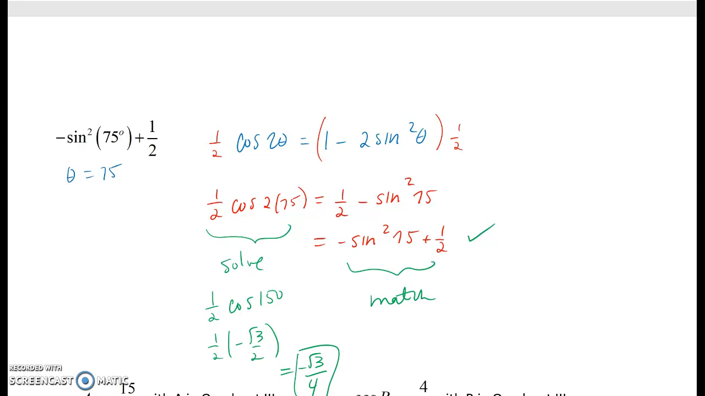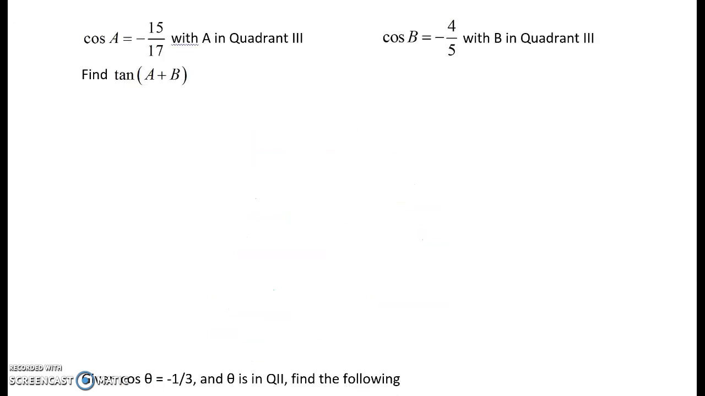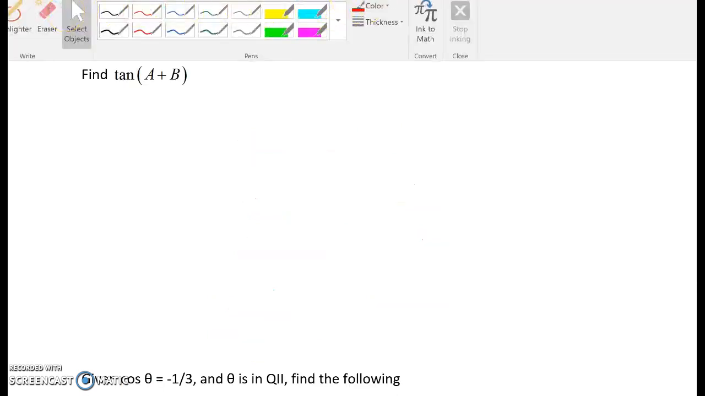However, in order to have a complete match, we need to multiply both sides of the equation by 1/2. After doing so, we have a match on the right. Therefore, we can go ahead and solve on the left, doing 1/2 times the cosine of 150, giving us negative root 3 over 4.